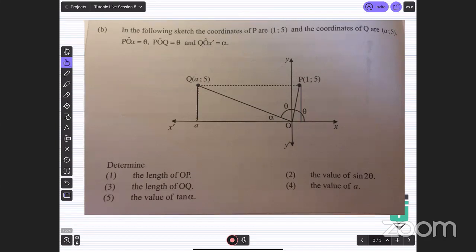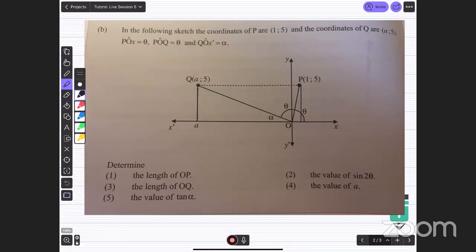POX is theta, POQ is theta. PO times X, what do they mean there? POX prime, angle PO. Oh, sorry, I see what they mean. Sorry, angle POX. Angle POX is theta, and POQ is also theta. Okay, I see what they mean.